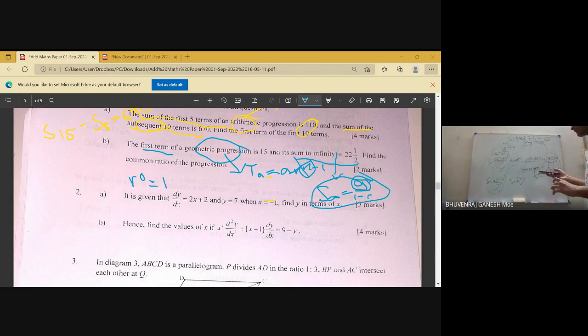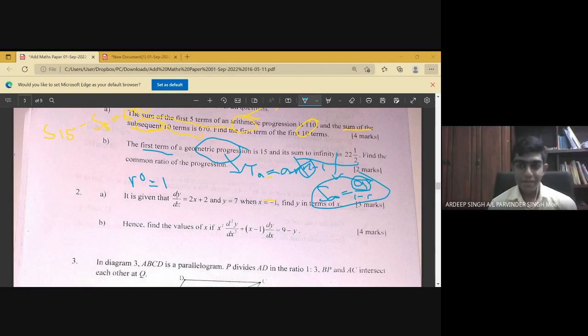Now we can continue with the next chapter. All right, the next question. Let's go to the comments on question number B. Okay, number 2: dy dx equals 2x plus 2, and y is equal to 7 when x is equal to minus 1.